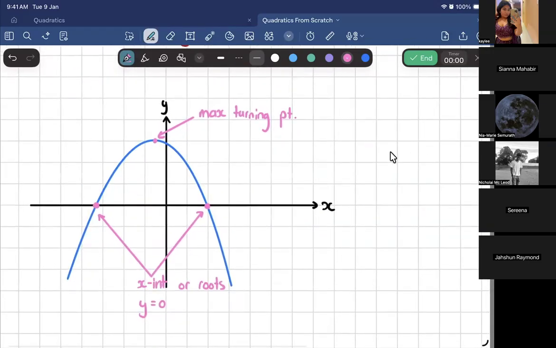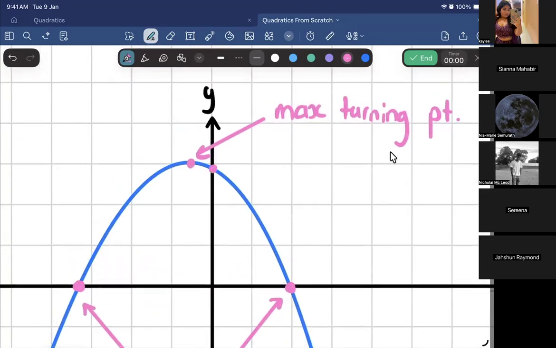For you to do a proper sketch, you need to know one more thing. You know where it cuts the x-axis, those are the roots, and I know that I need to show the maximum turning point. What else do I need to know to sketch this thing? Anybody could give me a guess? Yes, you also need to know the y-intercept.